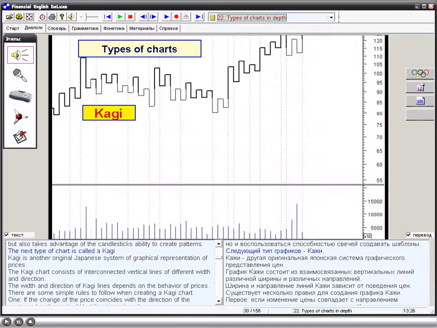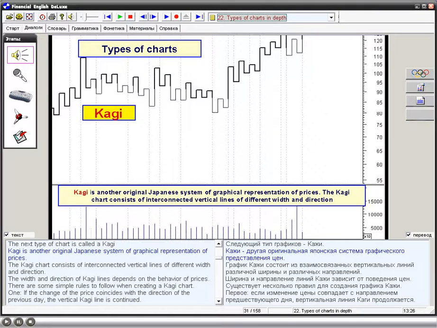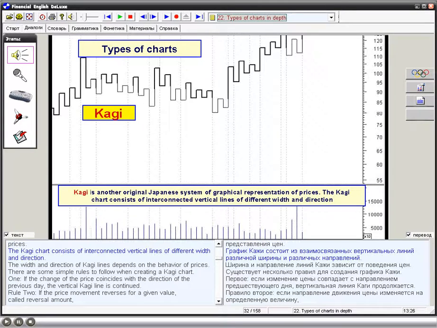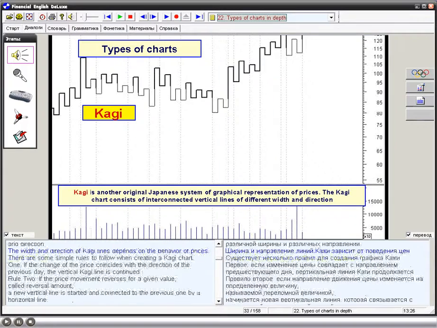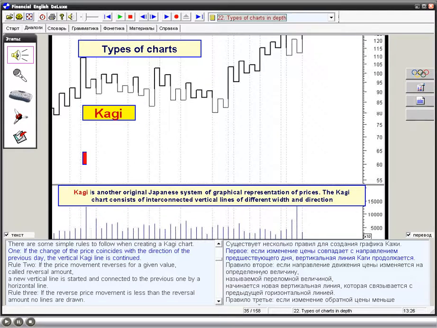The next type of chart is called a kagi. Kagi is another original Japanese system of graphical representation of prices. The kagi chart consists of interconnected vertical lines of different width and direction. The width and direction of the kagi lines depends on the behavior of prices. There are some simple rules to follow when creating a kagi chart.